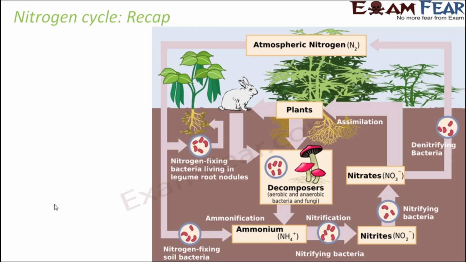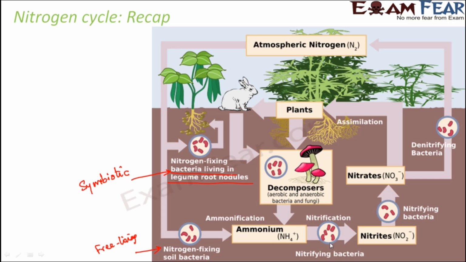So with these four processes in mind, now you can very clearly understand this picture. This picture might have seemed complicated when I started the explanation of the nitrogen cycle, but now it would appear simple. See here, this is the atmospheric nitrogen. First step is nitrogen fixation. Nitrogen fixation can happen either by the bacteria which are living in the root nodules, the symbiotic bacteria, or by the free living nitrogen fixing bacteria in the soil. These two types of bacteria will help in nitrogen fixation. They will basically convert the atmospheric nitrogen into ammonia, right? Both of them are doing the same thing.